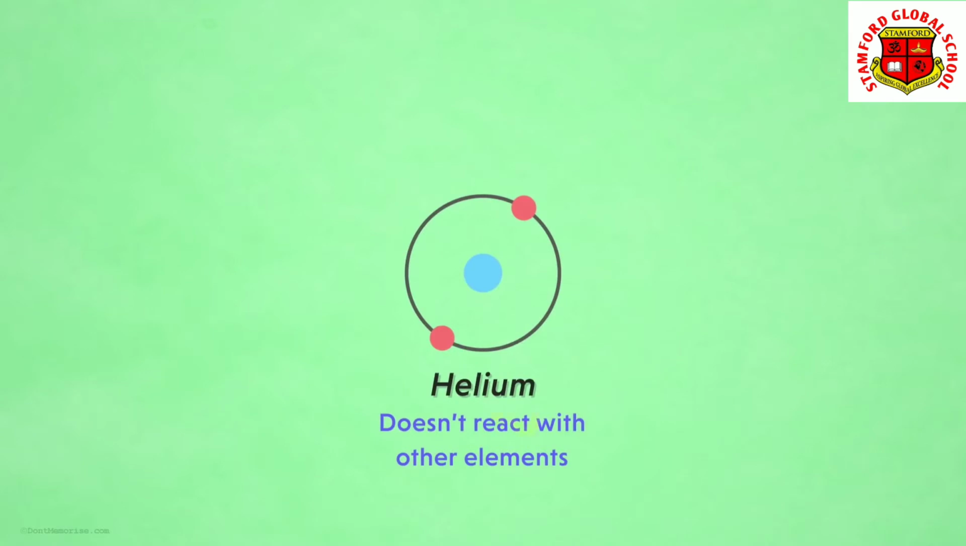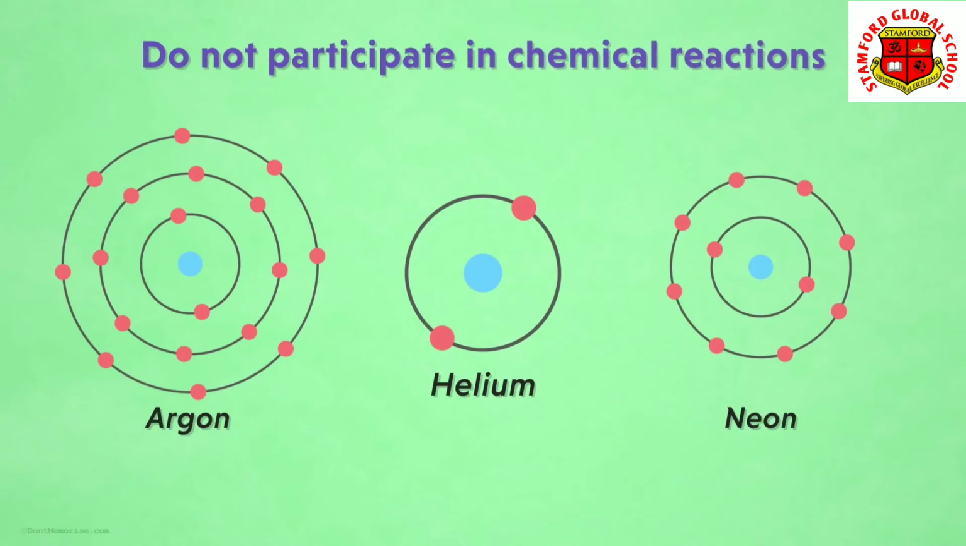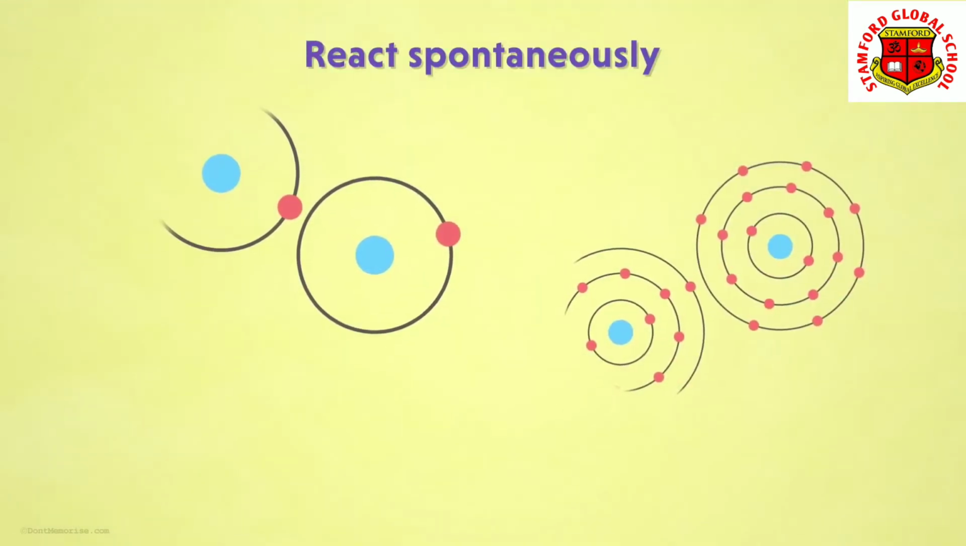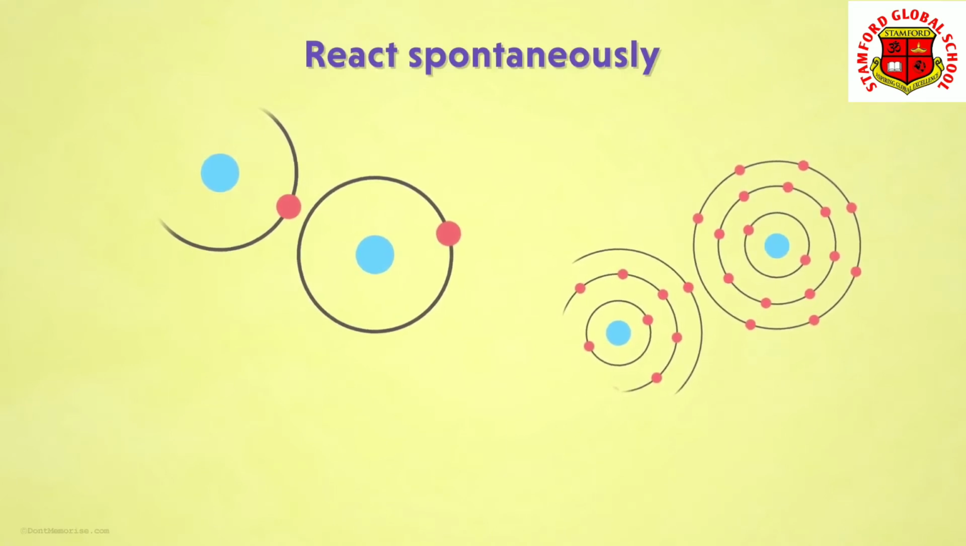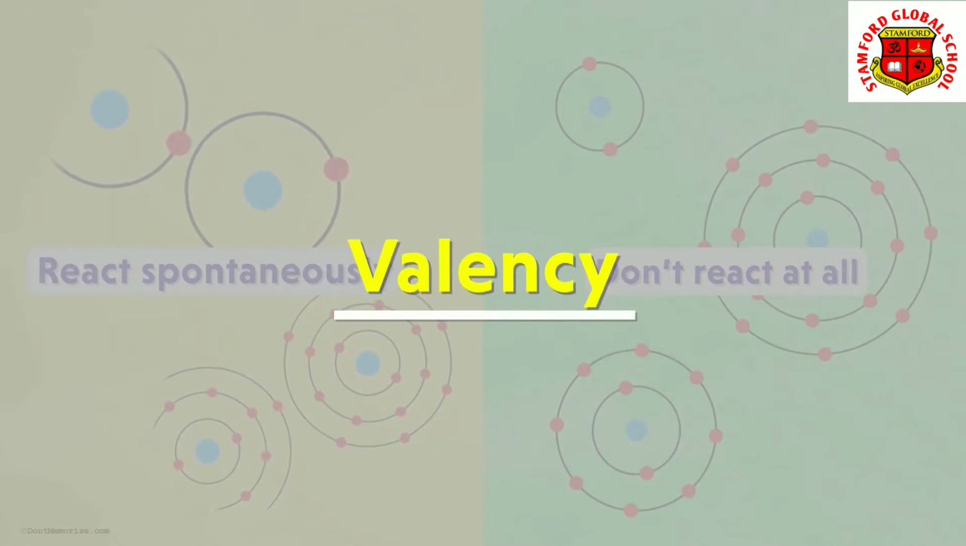Helium is a quiet, unreactive element that does not participate in reactions. But have you ever wondered why? What makes helium and many other elements like neon and argon not participate in chemical reactions? And another question we would have is what makes other elements react spontaneously with each other? The answer is valency. Yes, one of the most important factors for reaction is the concept of valency.